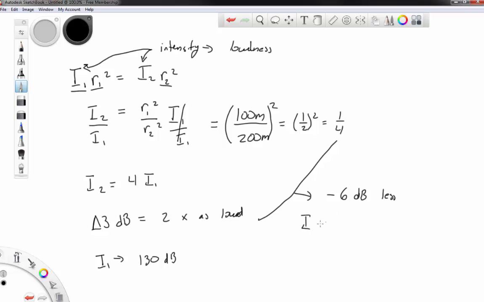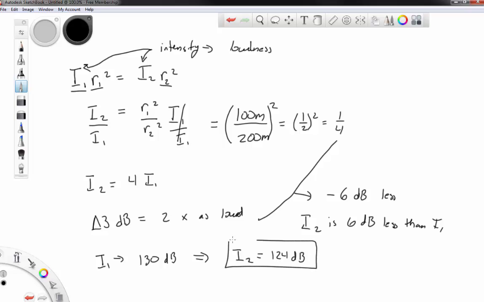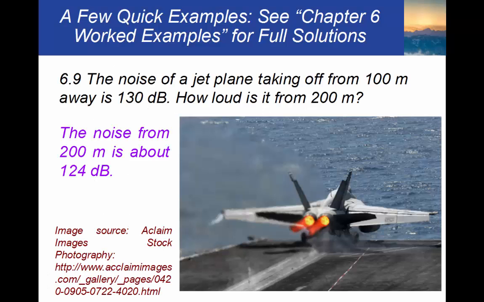So I2 is 6 decibels less than I1. I1 was 130 decibels. That means that I2 should be 130 minus 6, 124 decibels. So that means that the noise from 200 meters away is about 124 decibels.